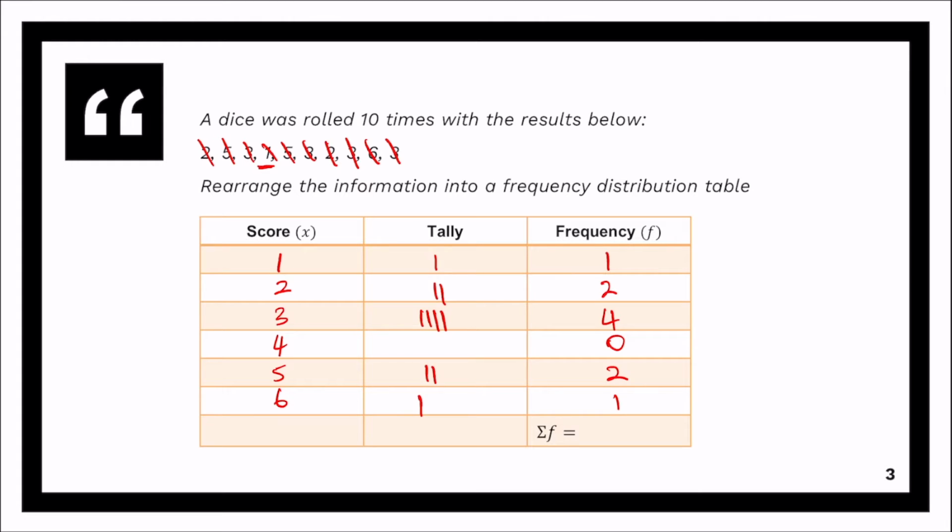Now, you will see this little symbol. Now, this is sigma, and it means the sum of. Whenever you see this, it just means total. So in this case, total, F is frequency, so total frequency. So if we add all these together, we should get 10 because it was rolled 10 times.